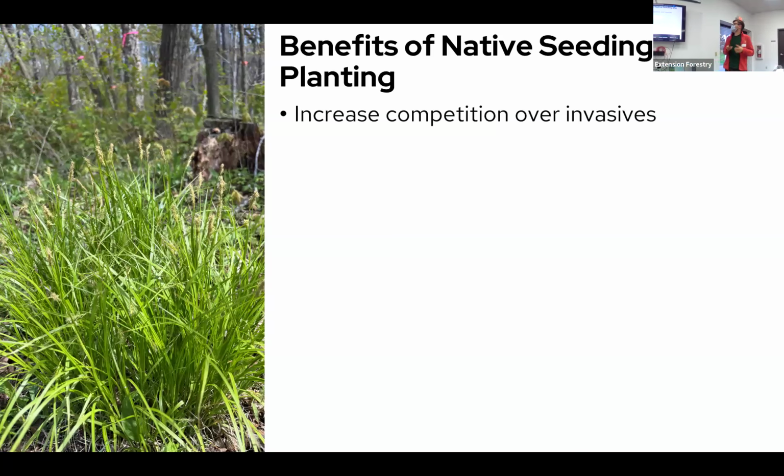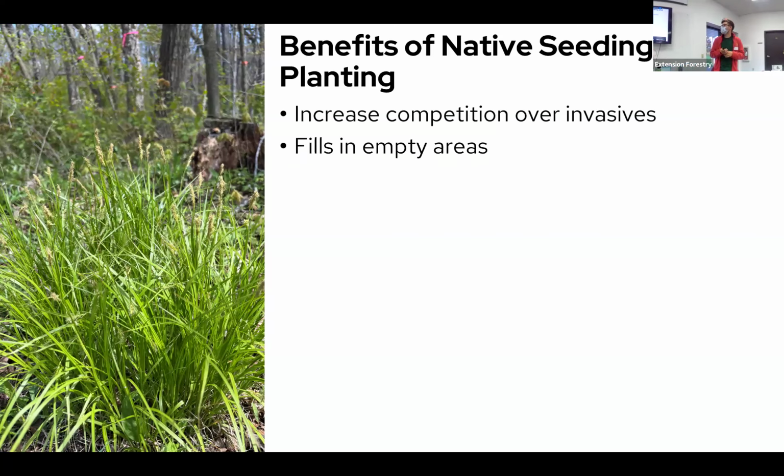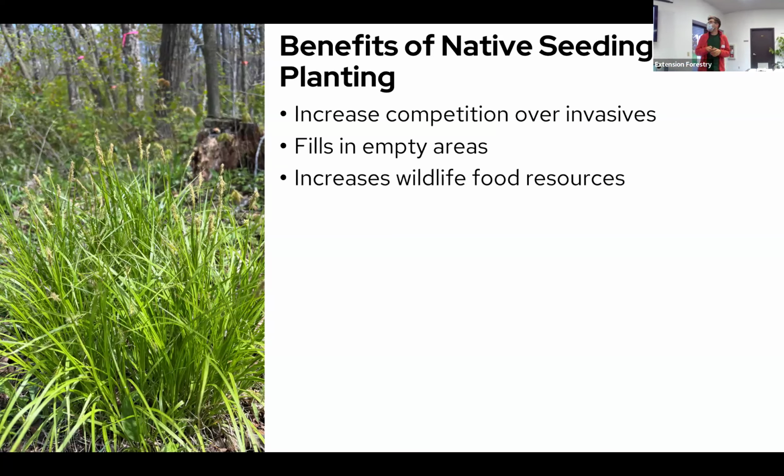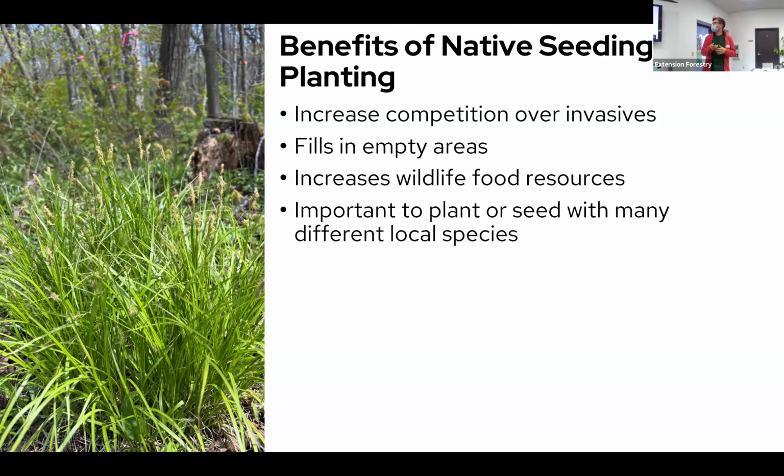Before we close here, I want to talk about the benefits of native seeding and planting. If we're in an area where there's a dense population of common buckthorn or invasive honeysuckle, oftentimes there might not be a lot of native species in there. It might be a good opportunity to increase the native species, doing underplanting enrichment, filling in those empty areas. It's an opportunity to increase wildlife food sources, especially if we're doing mast trees, say our oaks or our berry producing native trees.